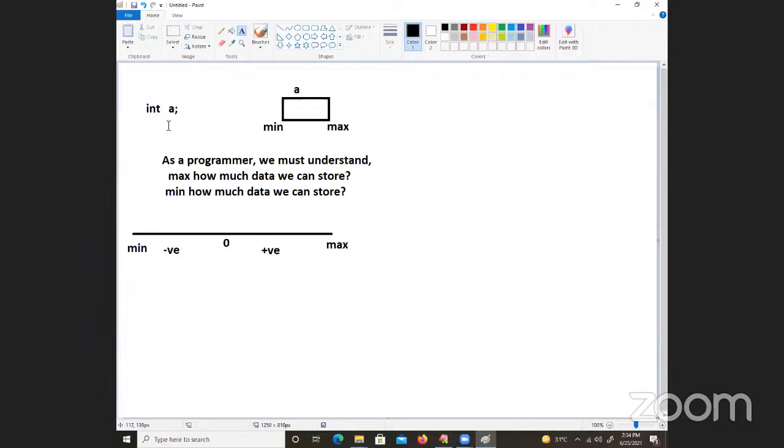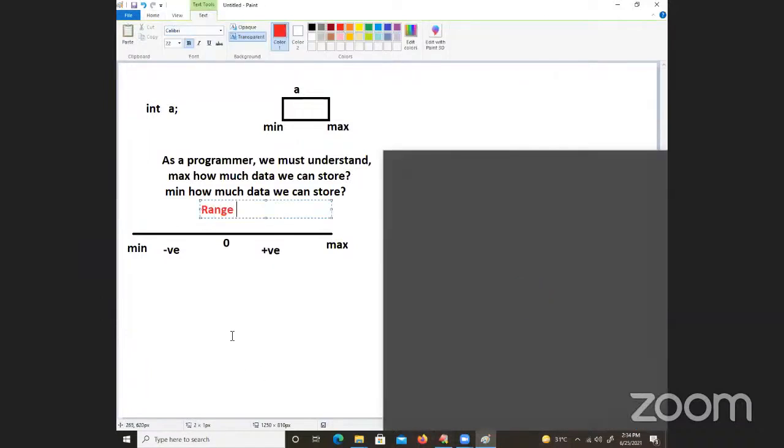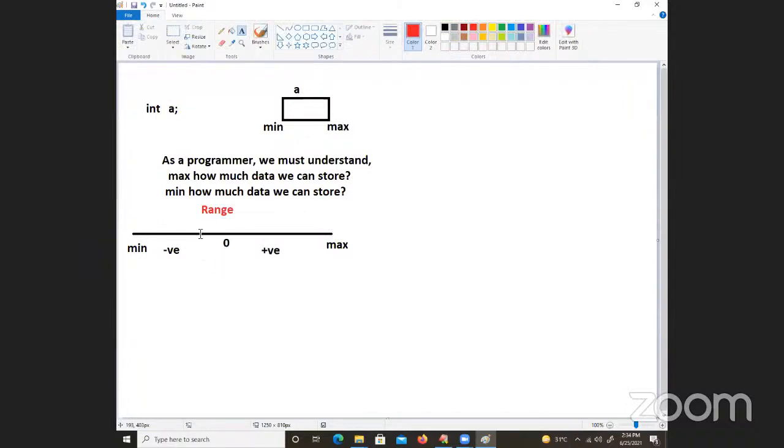Now here we need to understand how we got that number. We are finding maximum how much we can store and minimum how much we can store. It is nothing but indirectly we are finding the range, which is called a range.